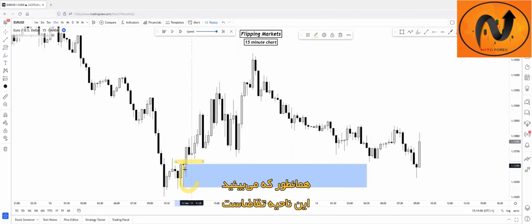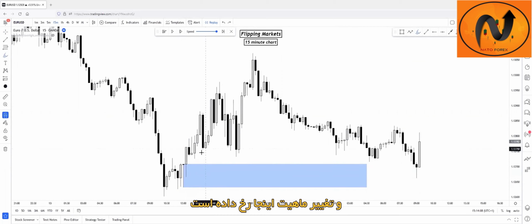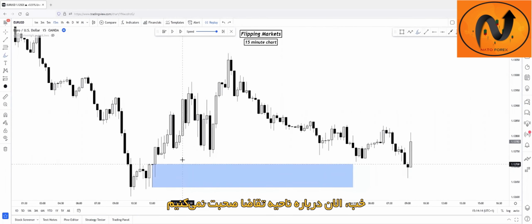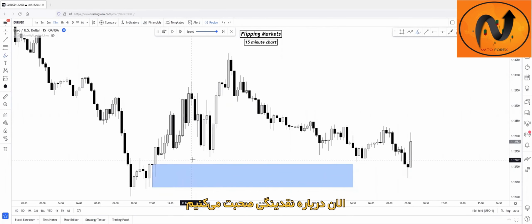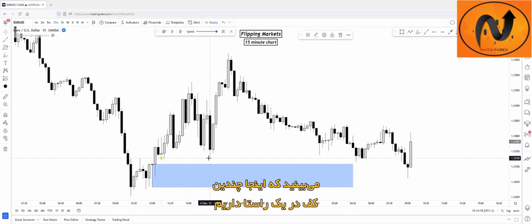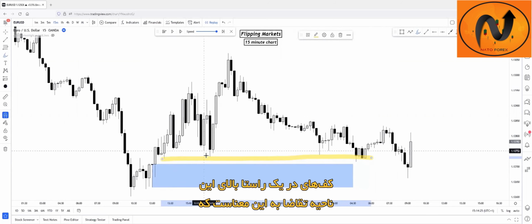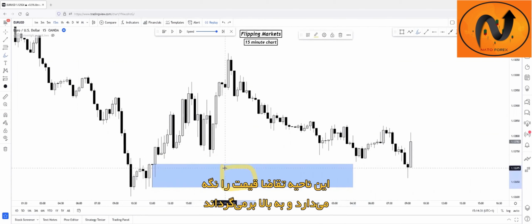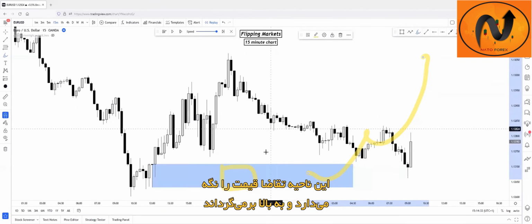Okay, let's see a live example. So as you can see, we have this demand zone right here. It created inefficiency to the upside and changed character here, and started a whole bullish order flow. Okay, it's not about the demand zone right now. It will be about the liquidity. So as you can see, we have bottoms here, here, here, here. And these are almost perfectly lined up, creating equal lows. So equal lows above the demand zone means if these lows are swept, this demand zone can hold the price and reverse the price to the upside.